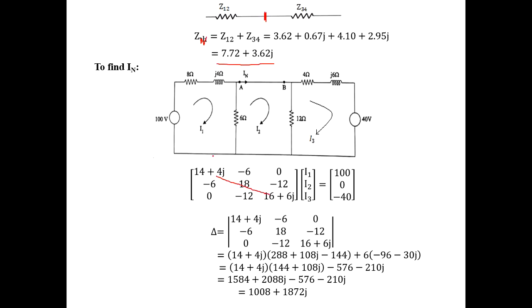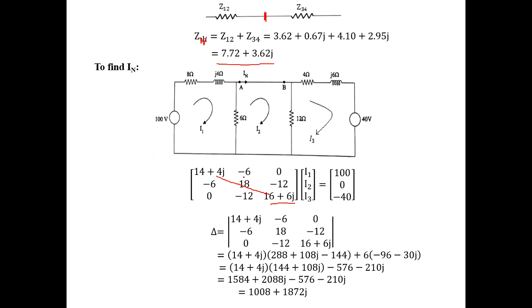This is the A11 place. For A11, consider the first loop. Add all the resistors: 8 plus 6 plus J4. The value is 14 plus 4J. Next, the A22 place. Consider the second loop. Add all the resistors, 6 plus 12. The value is 18. Then the A33 place. For A33, consider the third loop. Add all the resistors: 4 plus 12 plus J6. The value is 16 plus 6J.